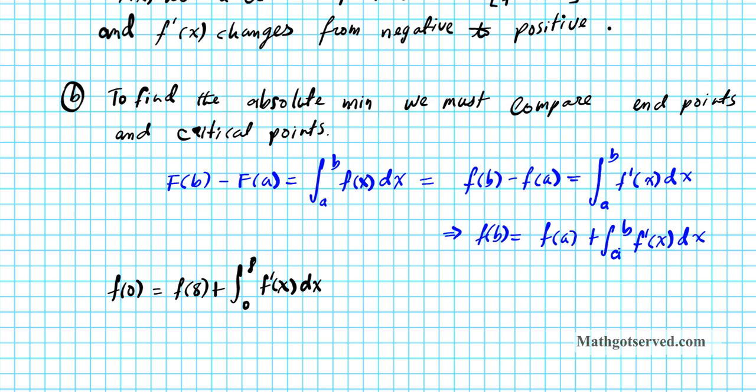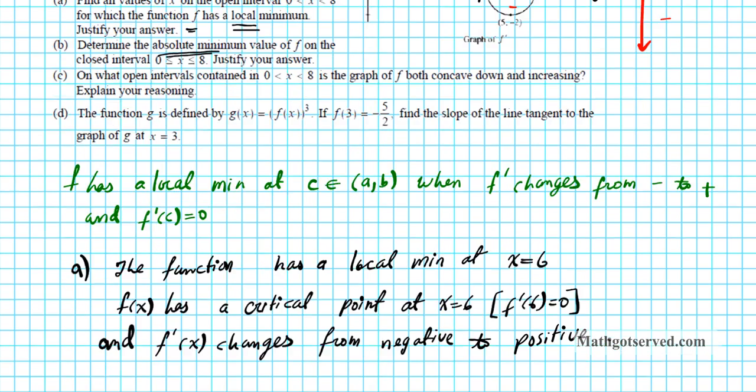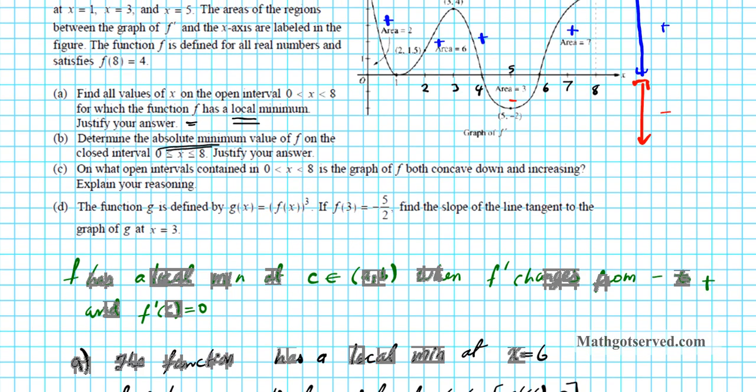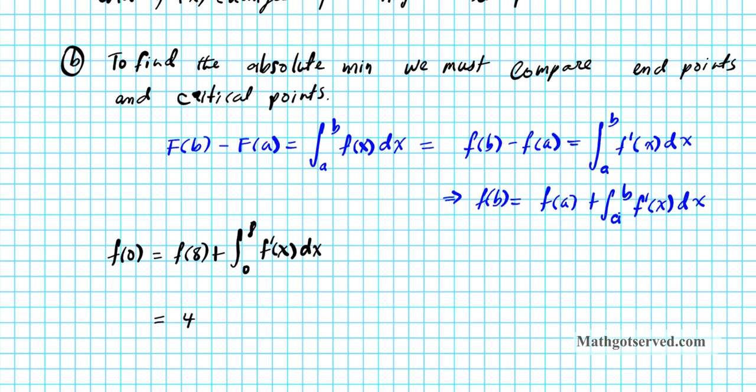So why am I confident that I can find an integral from 0 to 8? Well, I'm confident because we're provided with the area underneath the derivative function for the entire interval, so I can find what the integral is on any interval that I want. So let's go ahead and evaluate this. F of 8, we were told initially in the problem, is equal to 4. So F of 8 is equal to 4, plus, now let's see what the value of the integral is.